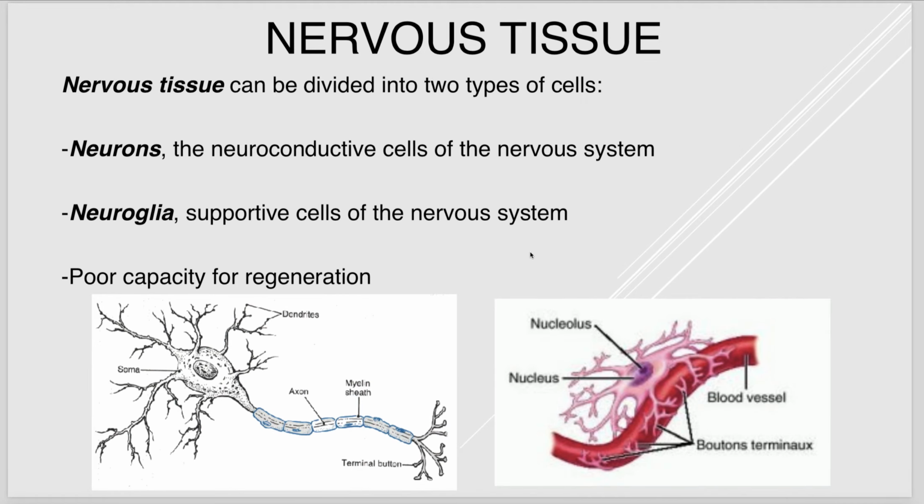And then finally, nervous tissue. So we can roughly divide this into two types of cells. We have neurons, which is your basic nerve cell. These are the cells that are going to conduct impulses. And then the neuroglia means nerve glue, and they are supportive cells of the nervous system. And there's a number of them that we'll talk about when we get to the nervous system. And unfortunately, there's poor capacity for regeneration.